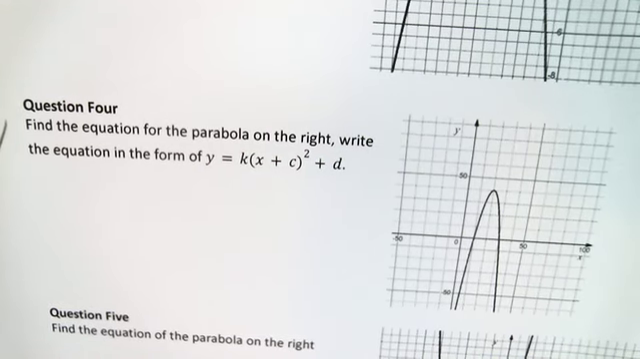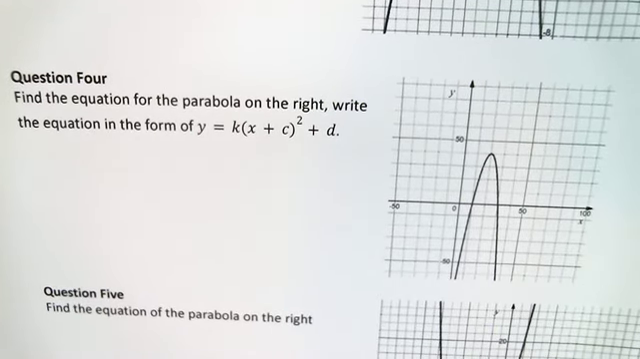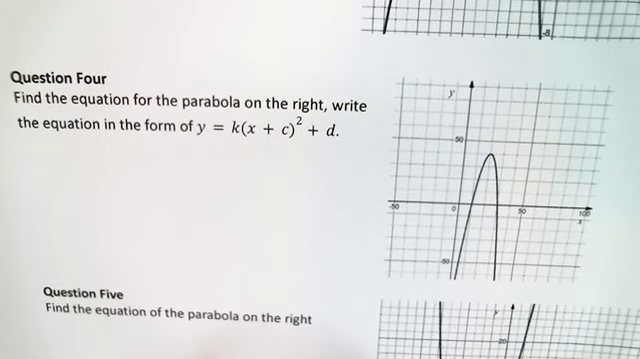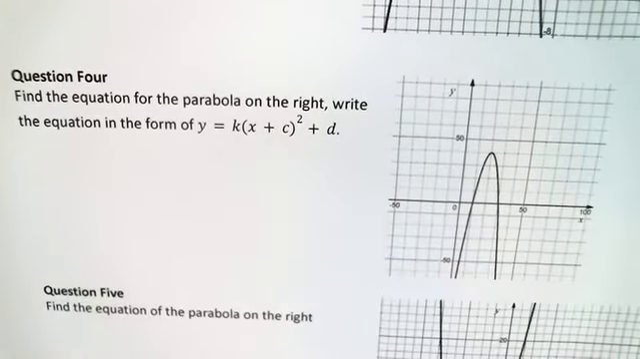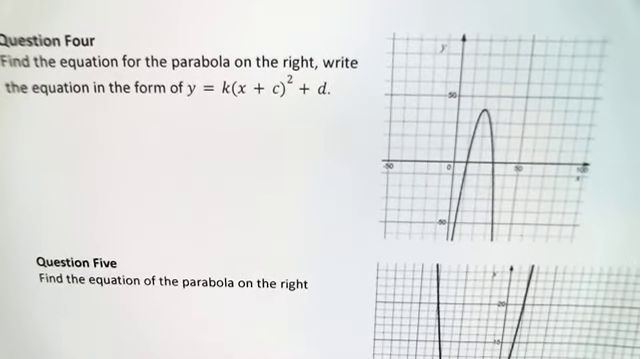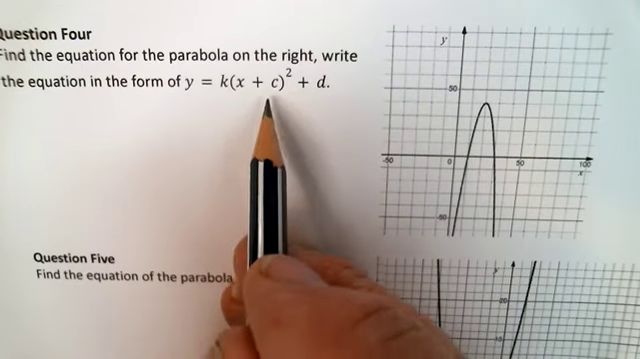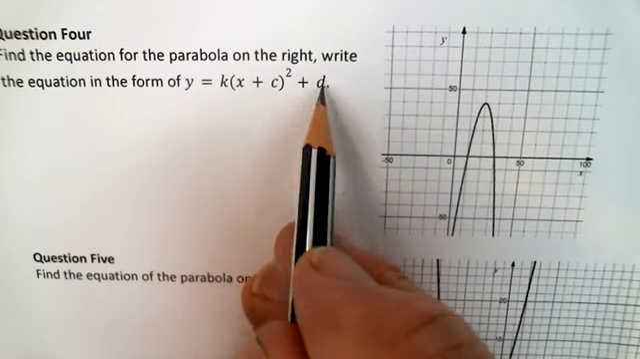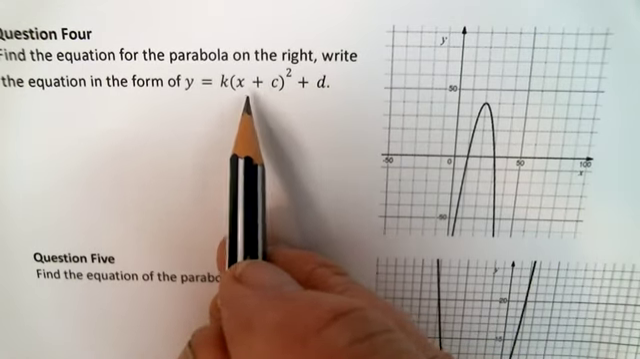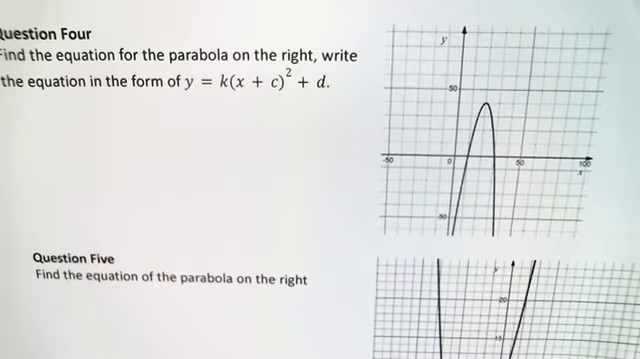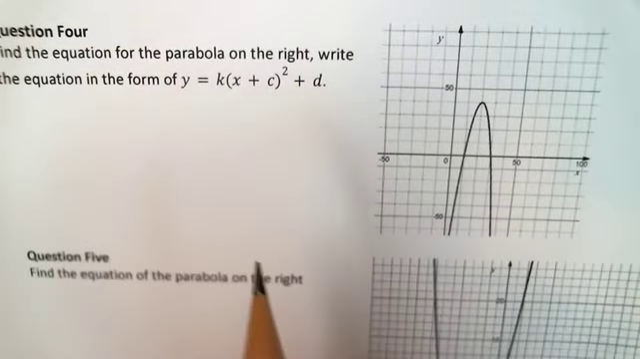Okay, question 4 says find the equation for the parabola on the right. Write the equation in the form which is the completed square form here. I like the way we use A and B and C interchangeably for these letters here. Normally we'd use a negative here, but this has got a positive. Again, it's perfectly fine.